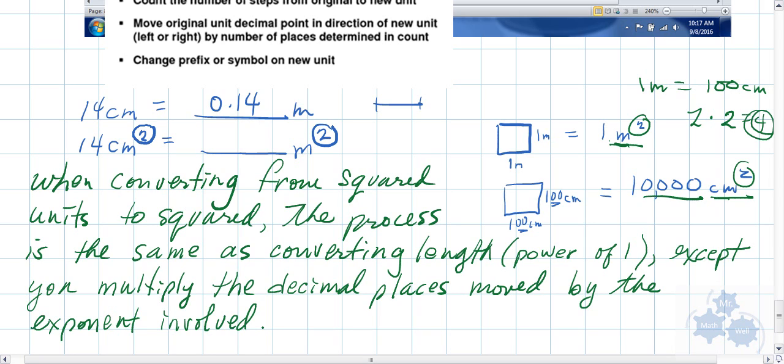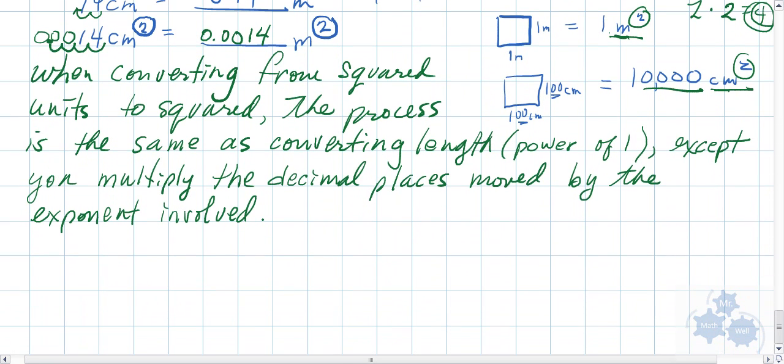So if we go back over here to this example, centimeters to meters would normally be 2 decimal places to the left. But because they're squared units, how many decimal places to the left should I go? 2 times 2, 4. Very good. So watch this. This has got to go 1, 2, 3, 4. Fill those with zeros. Put your decimal there. Here's your answer. 0.0014. Okay? It's different than just converting the length. Let's do an example here. You can do an example here, and then we'll see if you know what you're doing.